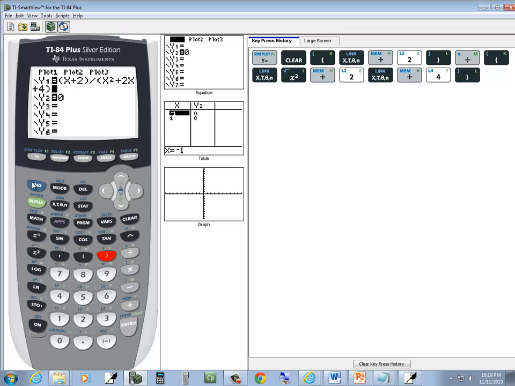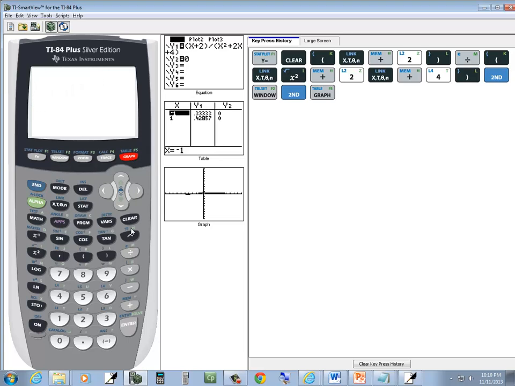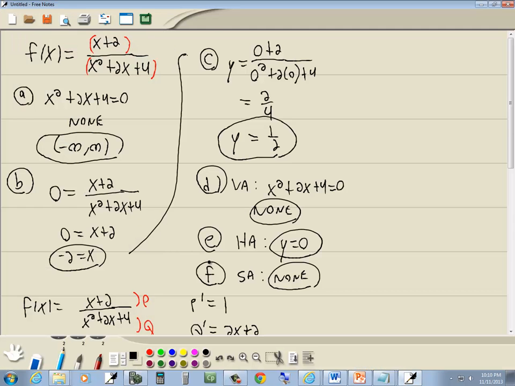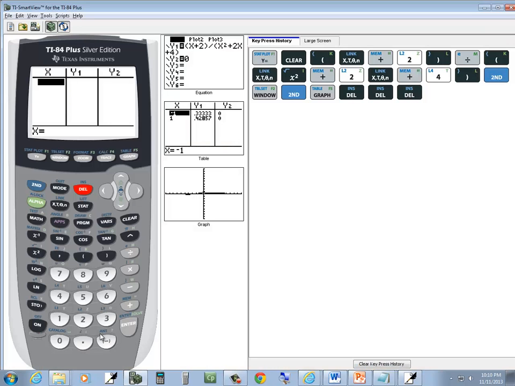But if I go to table setup, if I do second, and then whatever that says, window, your independent should say ask. If it doesn't, down arrow to that line, right arrow, and press enter on ask. Then we're going to go to second, graph, to go in table mode. If you have numbers there, you can press delete to clean them out. And we're plugging in -4 and 0.